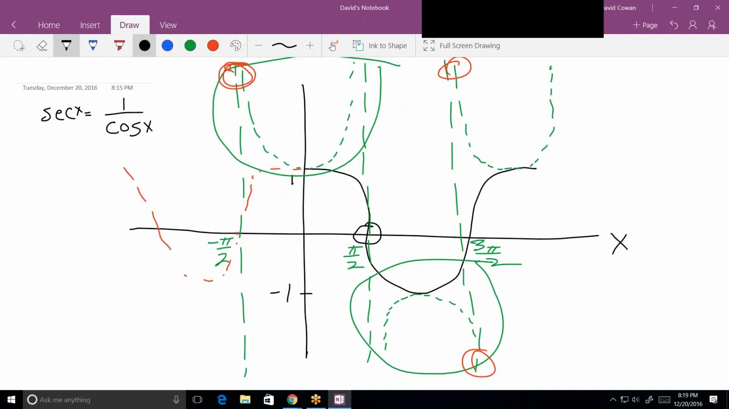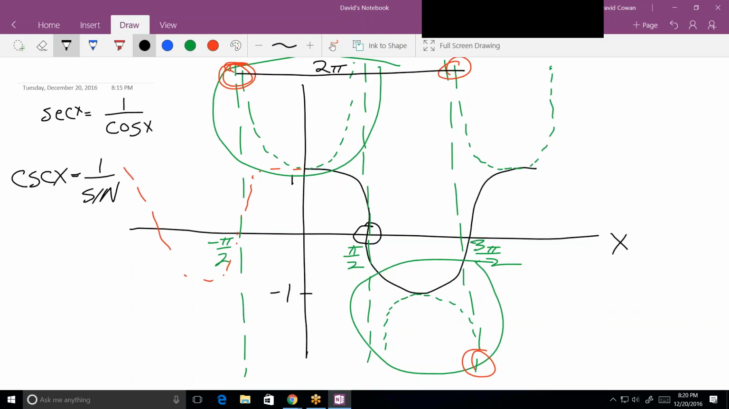So the period between those red circles is this distance here. From minus pi over 2 to 3 pi over 2. That's a period of 2 pi. Same as cosine, as it should be. And cosecant is very similar. It's the reciprocal of sine.